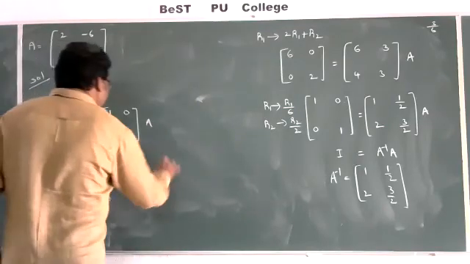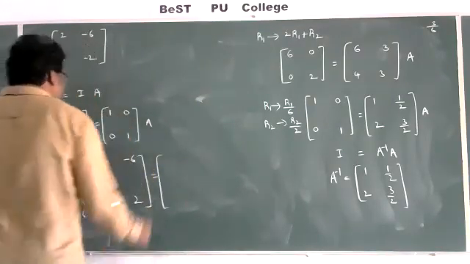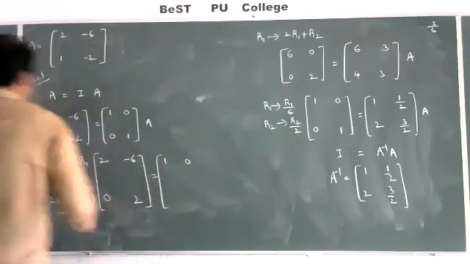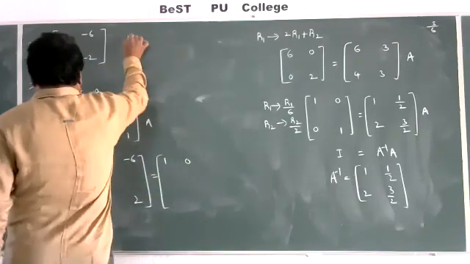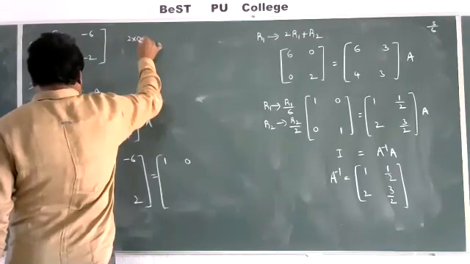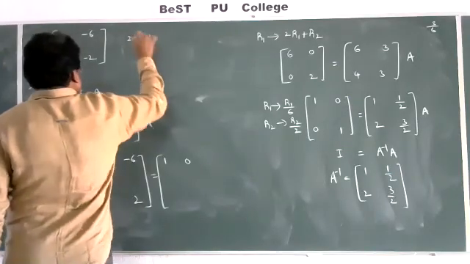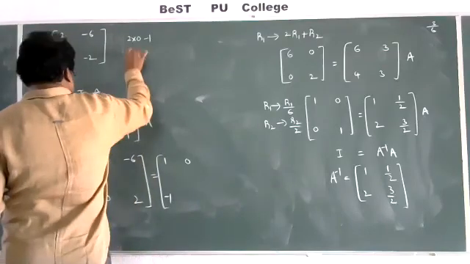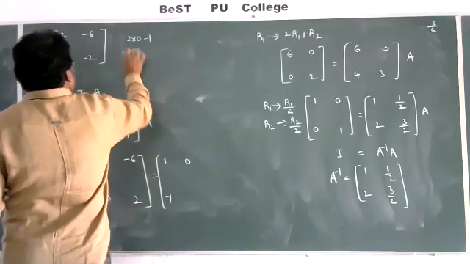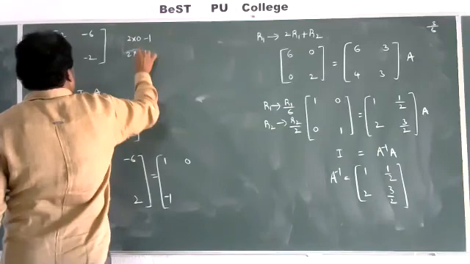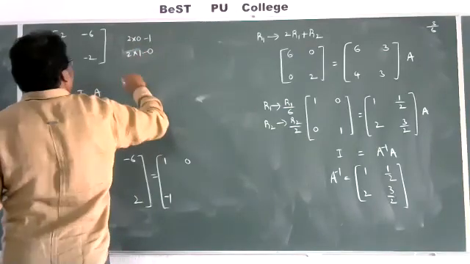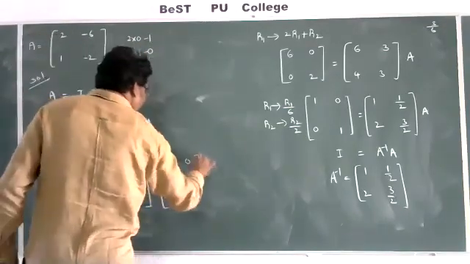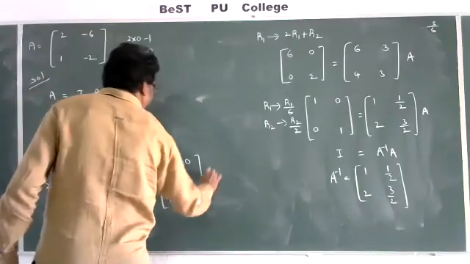Here apply the same operation. First row same, 1 0. Second, that is 2 into 0 minus 1, that is minus 1. 2 into 1 minus 0, that is 2, into A.